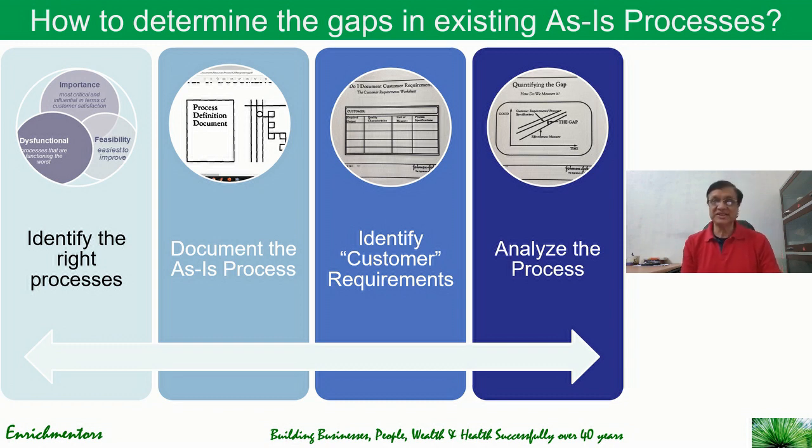So those processes that are critical and right for us to deliver the solution design in the most optimal way, we need to document them. And subsequent to that, we need to identify what are the customer requirements. The customer here meaning the customer of the process. So we identify the right process, we document it, and there we need to identify the customer of that process. And then we analyze the process. And we'll talk about each of these as we go forward in subsequent lectures.